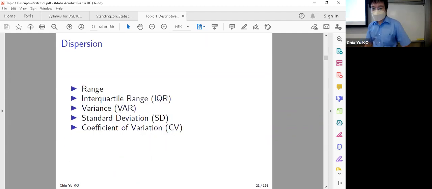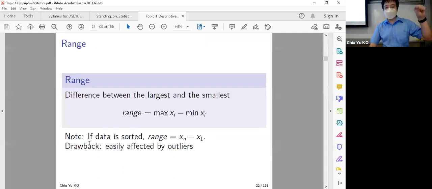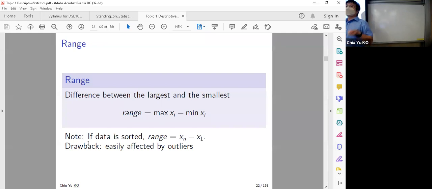Range. Remember, what dispersion tries to do is tell you how accurate the mean, median, or mode are. So the first thing is to look at how dispersed the data is, right? Because if it is concentrated in the center, that's fine. The one very natural thing to do is called range. It is very simple: just pick out the biggest and the smallest, and take the difference, right? If they are sorted, you can pick the biggest and smallest easily.